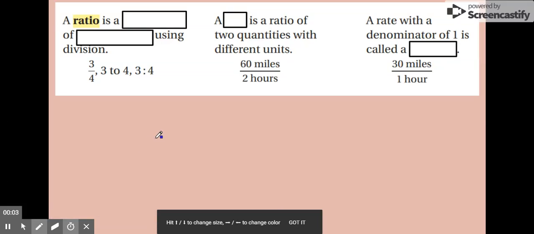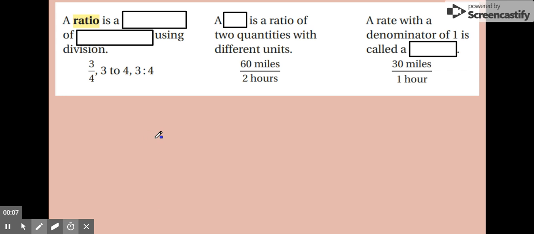In this lesson, we're going to talk about rates and ratios, and we're going to learn about proportions for this unit. So, first, we're going to talk about the ratio. What is a ratio? A ratio is a comparison. You just compare two numbers. That's it. A comparison of two quantities, like two numbers.